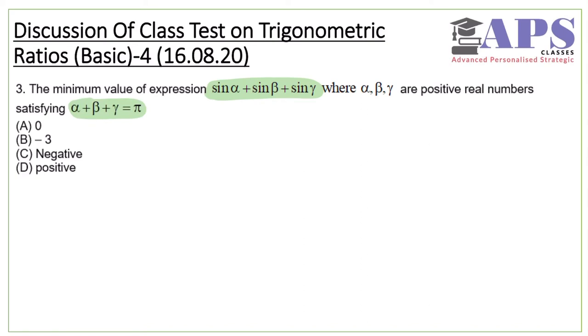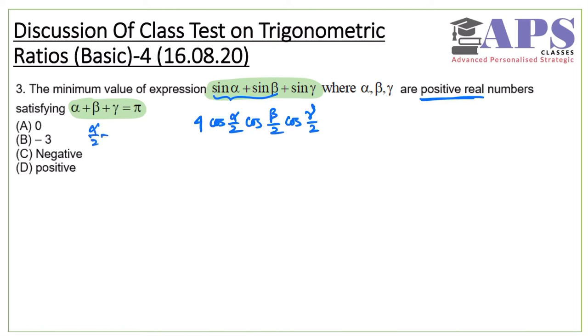Sin alpha plus sin beta plus sin gamma. If I apply the formula of sin C plus sin D here and simplify it, we can get 4 cos alpha by 2 into cos beta by 2 into cos gamma by 2. Now it is given that alpha plus beta plus gamma equals pi, and alpha, beta, gamma are all positive real numbers. So alpha by 2 and beta by 2 are also positive, and their sum is pi.